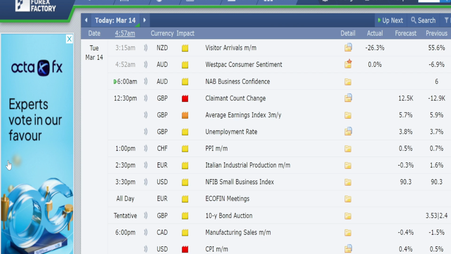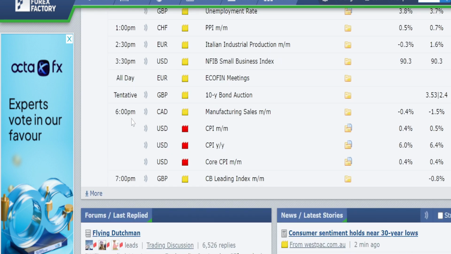So when we look at the economic events planned for today, Tuesday, March 14th, at 12 p.m. we have high impact news planned for British pound related currency pairs, followed by a medium impact news, and at 6 p.m. we have 3 high impact news planned for US dollar related currency pairs. So we can expect lots of volatility in gold for today. Let us begin with our gold analysis.